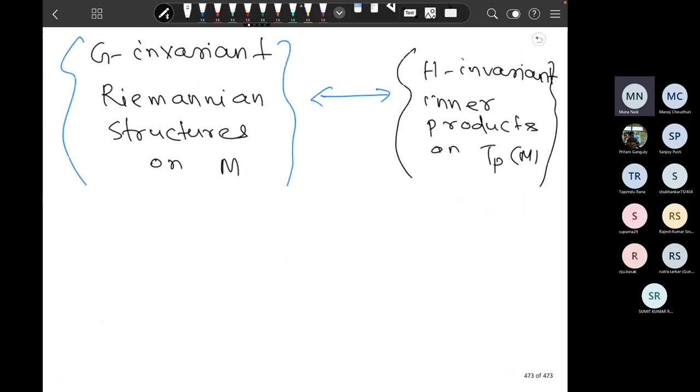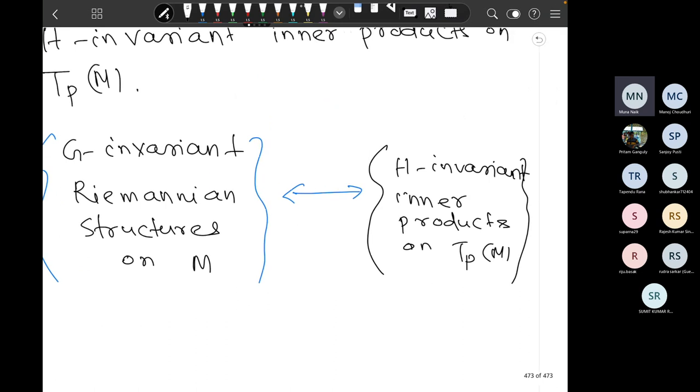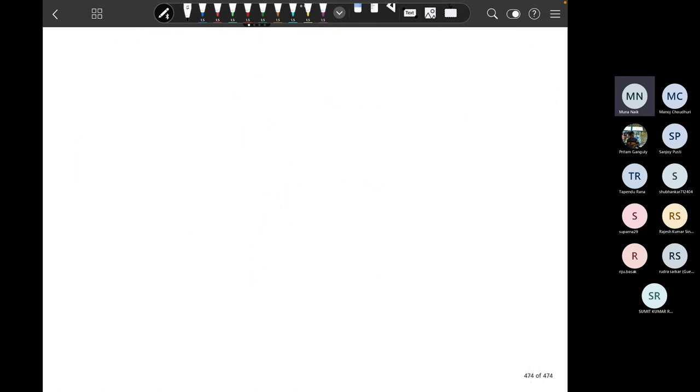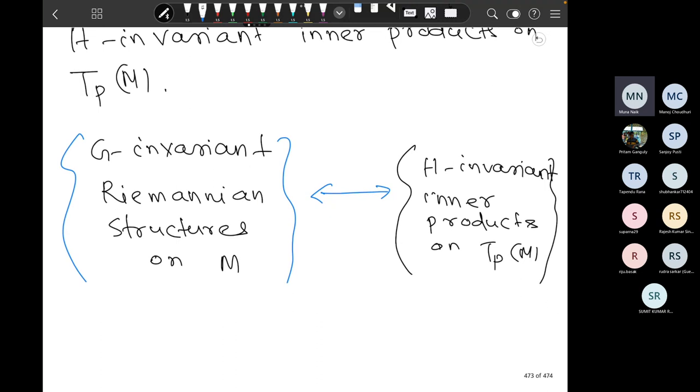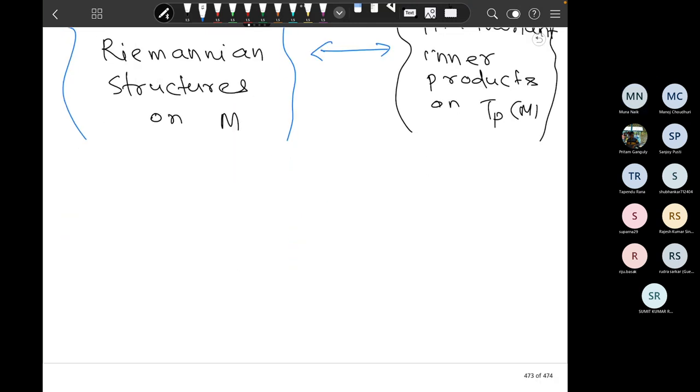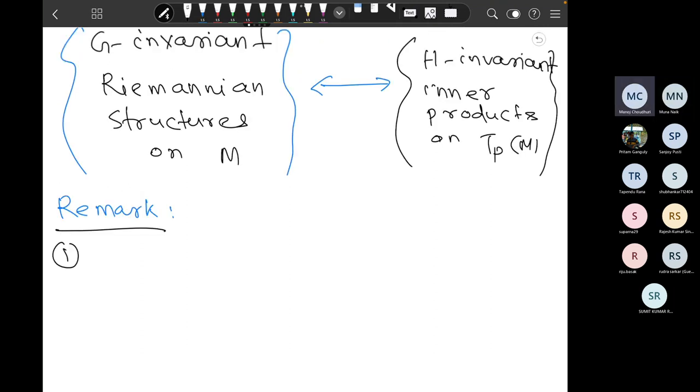Now it may not always be possible to get a G-invariant inner product from T_pM. For instance, we will give some examples. Say H is a group like SL2R, and the isotropy representation is non-trivial. Then you will not get any H-invariant inner product from T_pM. Sorry, Mark. So when you talk about SL2R, if SL2R is your H, then what is G and what is M? I will give one or two examples later.